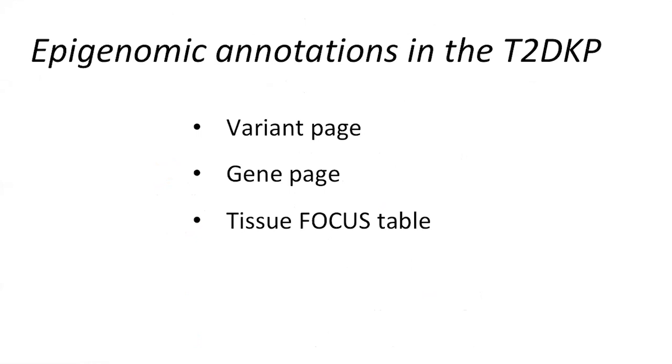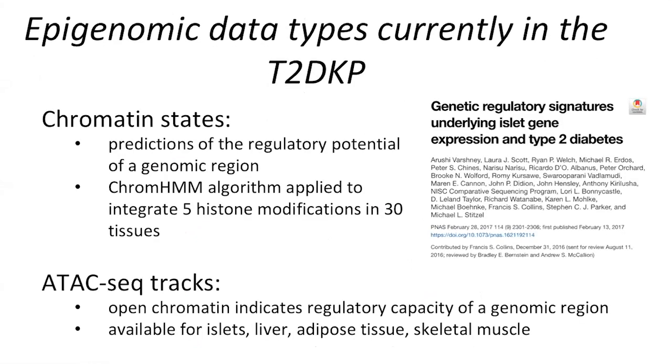Today you can find epigenomic annotation basically in three different places in the Type 2 Diabetes portal: on the variant page, on the gene page, and in the tissue focus table, which I'll talk about in a minute. I'm just going to go pretty quickly through these and then hand it over to Carl.